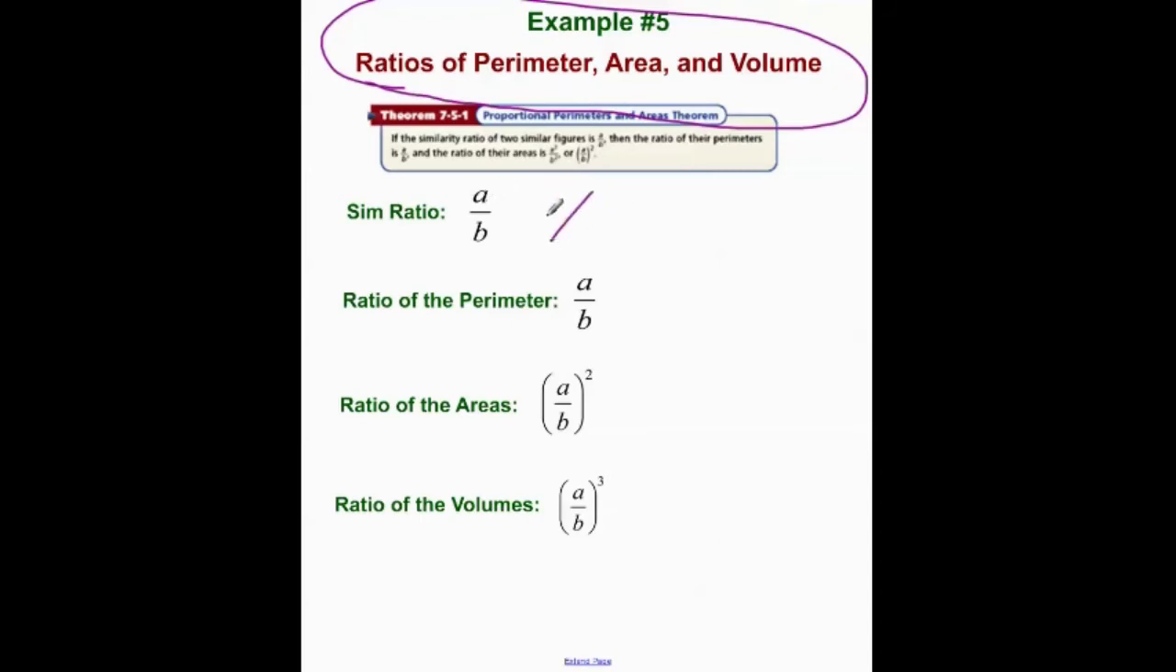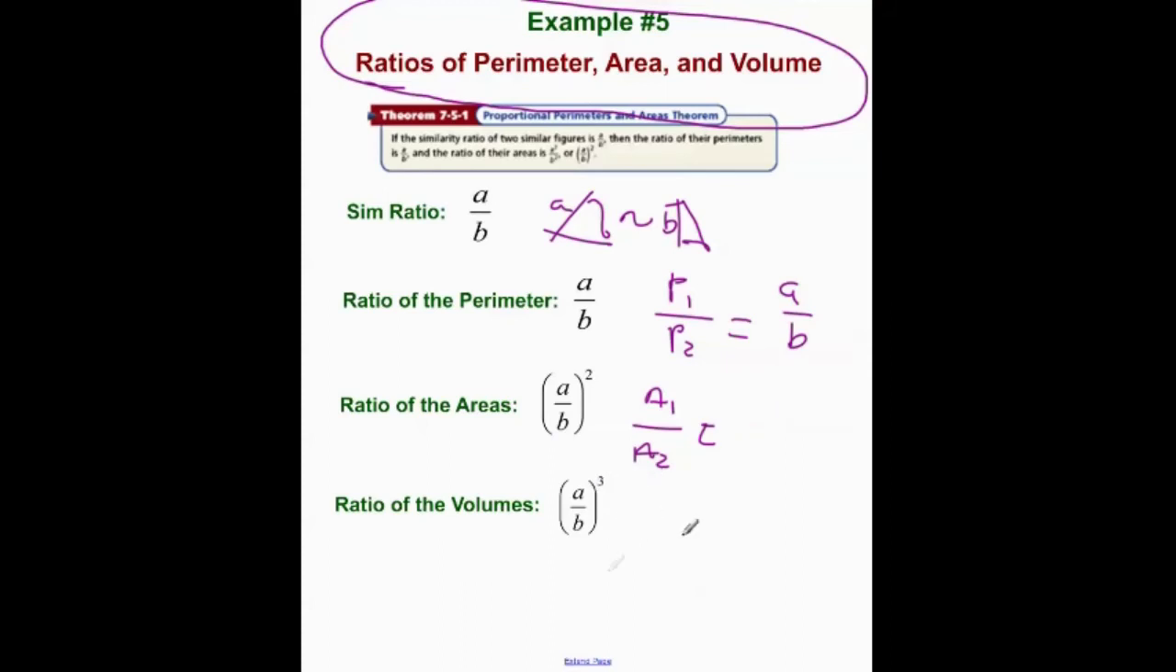Once we know similarity, say we have triangles, and we have a side A, and we have a side B, and we know they're similar, we have to be told they're similar, we have A over B as our sim ratio, apples to apples. So the ratio of the perimeter just tends to work out to be the same. We don't do anything to it. It's still the ratio of the perimeter of 1 over the perimeter over 2 is still going to be the same thing, A over B. The ratio of the areas is just area 1 over area 2 is equal to A over B squared.